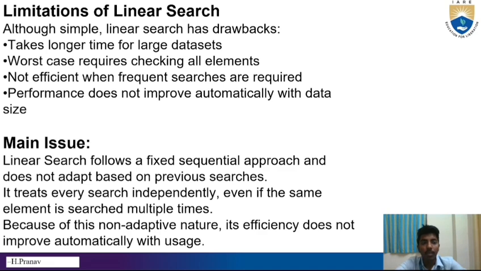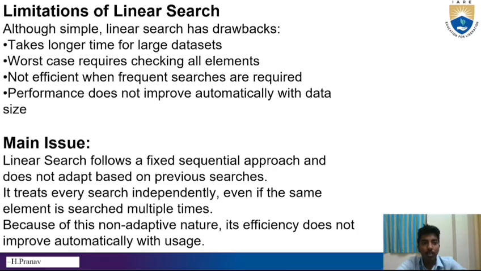Now, coming to the limitations of linear search, although it is very simple and easy to do, linear search has drawbacks. It takes longer time for large data sets. The worst case requires checking all elements instead of picking one particular element. It is not efficient when frequent searches are required. Performance does not improve automatically with data size.